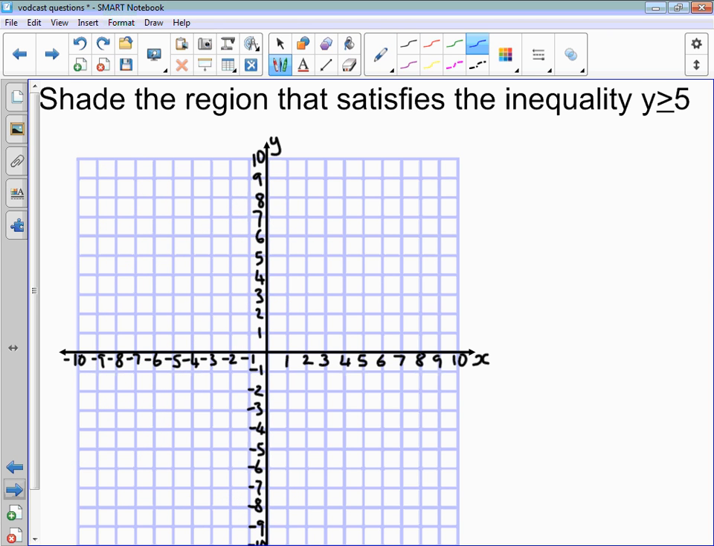The second example, we need to shade the region that satisfies the inequality y is greater than or equal to 5. So I'm going to start off by drawing the line y equals 5. This time, because I've got the equals as well in my inequality, I'm going to use a solid line rather than a dashed line.